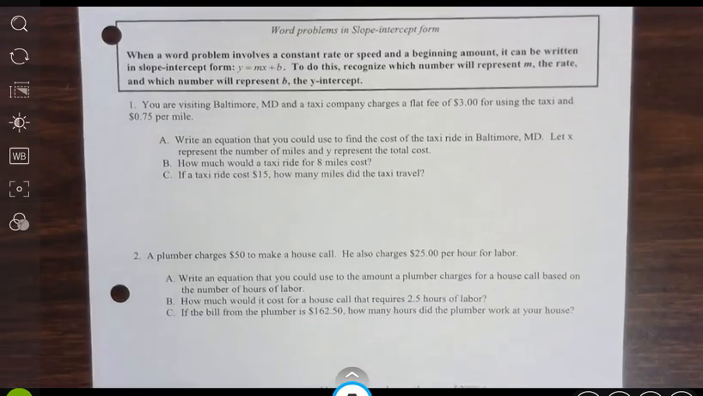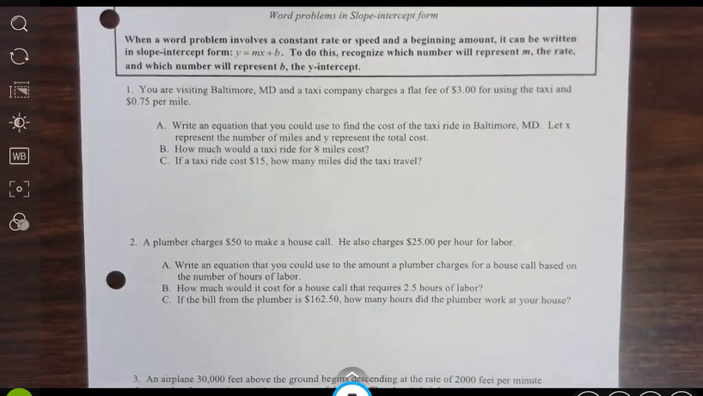Okay guys, so you should have been given a note sheet. So we are going to be looking at real world situations and writing equations for those problems.